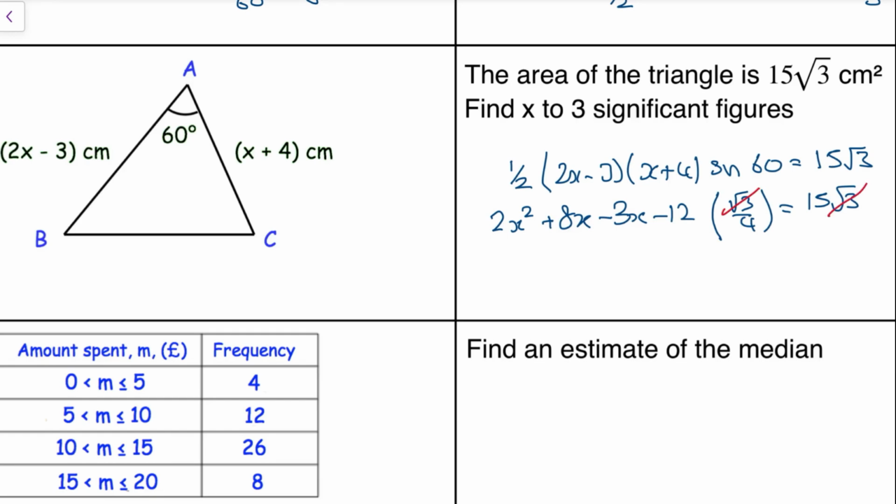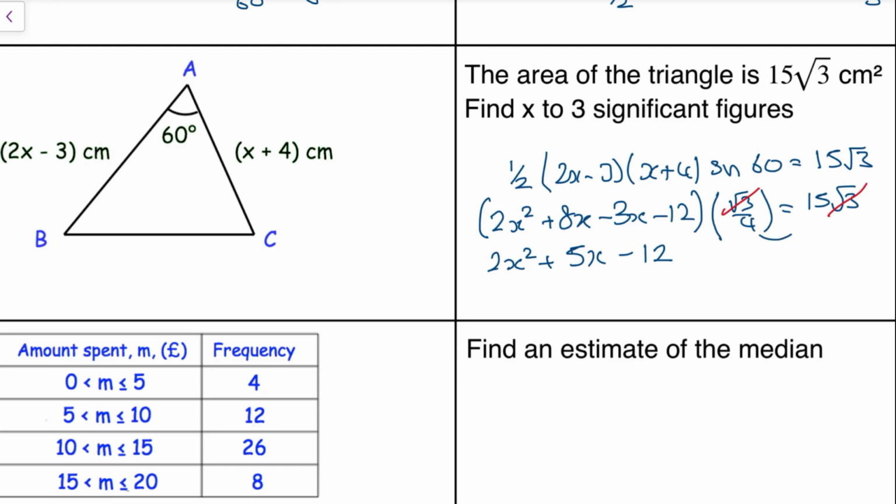Let's carry on going. So I've got 2x squared plus, well, actually, let's combine these. So 8 minus 3 is 5, so plus 5x. And I've got minus 12. Now, remember, I still have this 4 here, because actually, and I've written that quite badly, this is the whole thing multiplied by 3 over 4, isn't it?